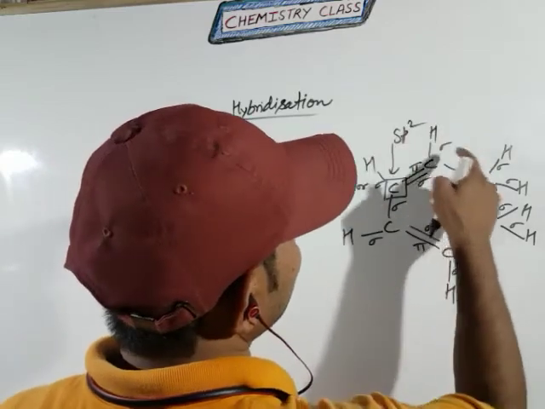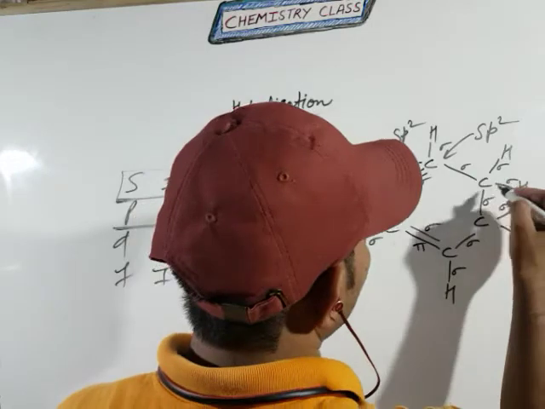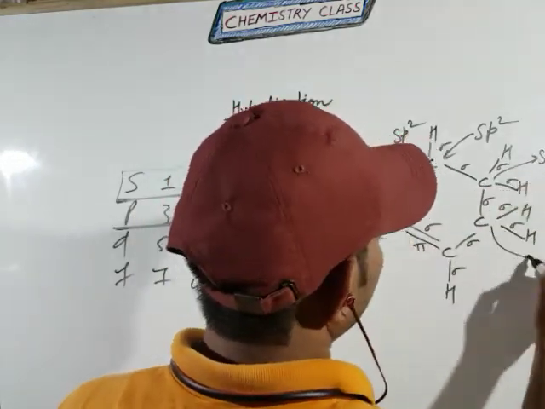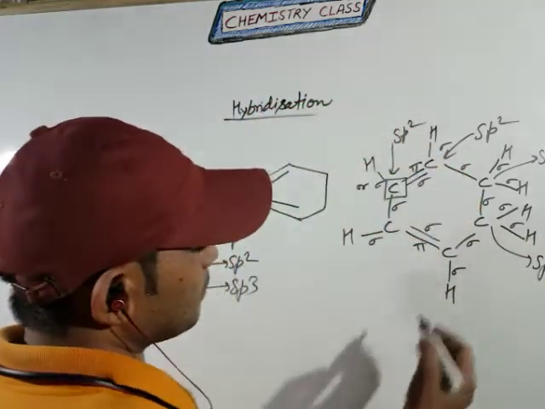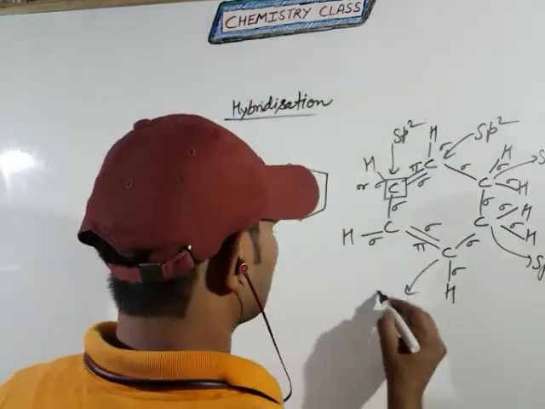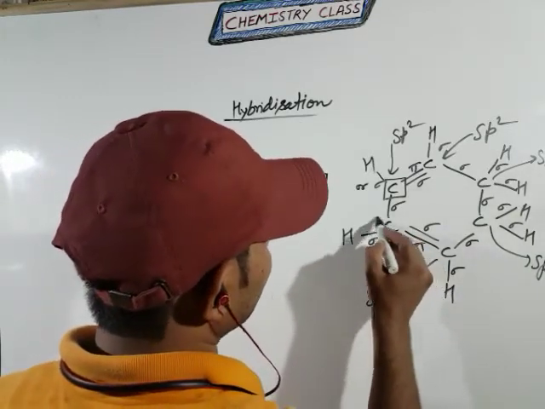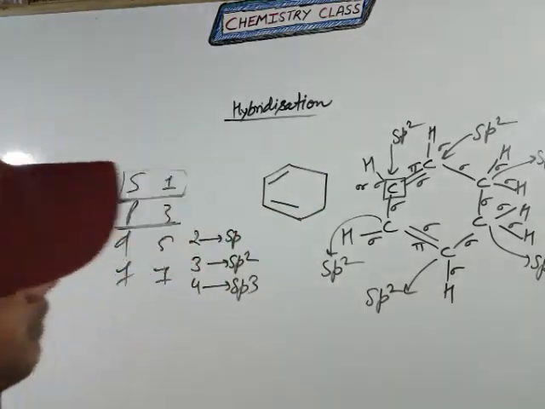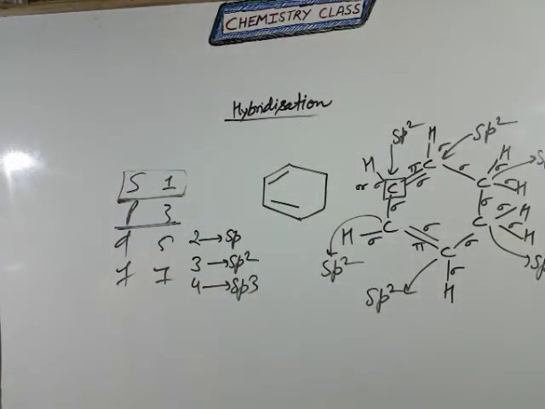In this case 1, 2, 3, that's why the answer is sp2. In this case 1, 2, 3 and 4, that's why the answer is sp3. In this case also 1, 2, 3 and 4, that's why the answer is sp3. In this case 1, 2, 3, so sp2. In this case also 1, 2, 3, that's why the answer is sp2. Clear? So students, finally you will get the hybridization of each carbon atom.